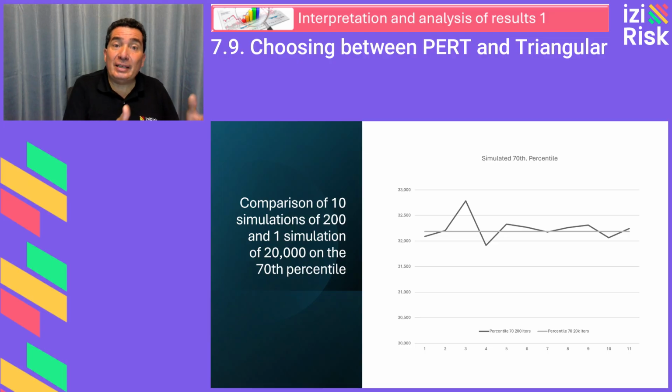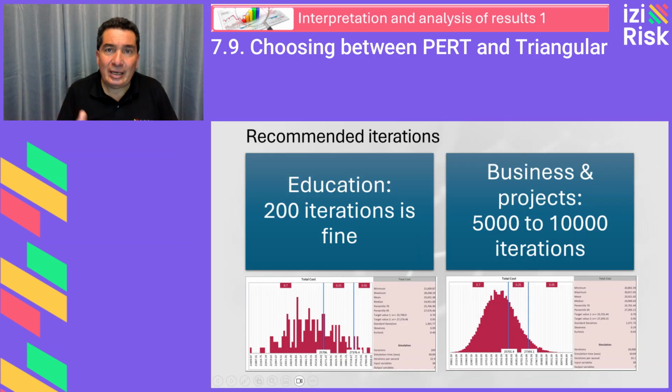This shows that while the mean stabilizes quickly, percentiles require more iterations for better accuracy. Our general recommendation: the attached charts show histograms based on 200 and 20,000 iterations respectively. For educational purposes, a rough approximation using just 200 iterations is acceptable. For professional use, we recommend using at least 5,000 to 10,000 iterations as a practical rule of thumb to ensure reliable convergence in project or business simulation models.